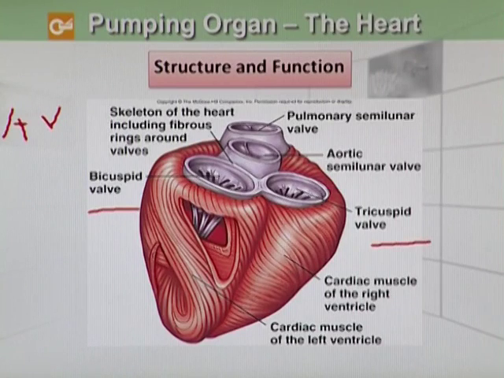And then we have semilunar valves, and they guard the exit from the ventricles to the arterial system. And the pulmonary valve is located at the exit of the right ventricle. Here we can see the pulmonary semilunar valve, and the aortic valve is located at the exit of the left ventricle. Here we can see the aortic semilunar valve. So that is all about the basic structure of the heart, which is the pumping organ.